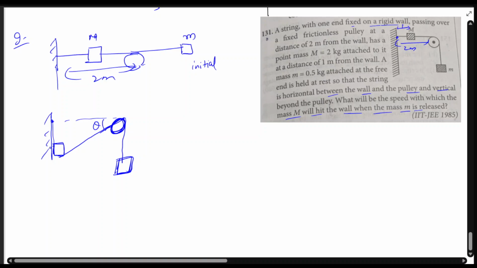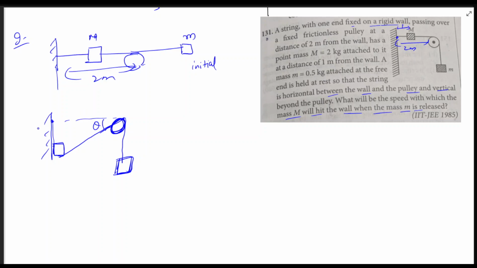Okay, so this is theta, and it will hit with the velocity v. This v we have to find. Okay, so look, the problem is we can't take it as initial because we need an equilibrium where the whole system is at rest. So this situation is our equilibrium, right? So let's take this as our initial.